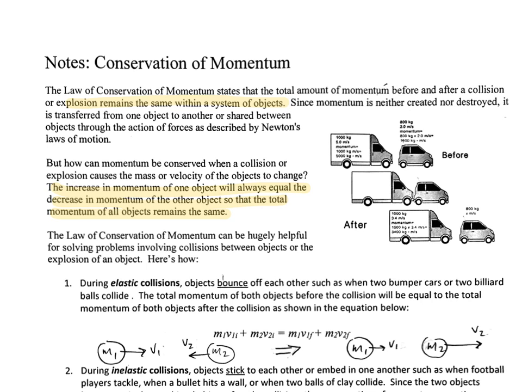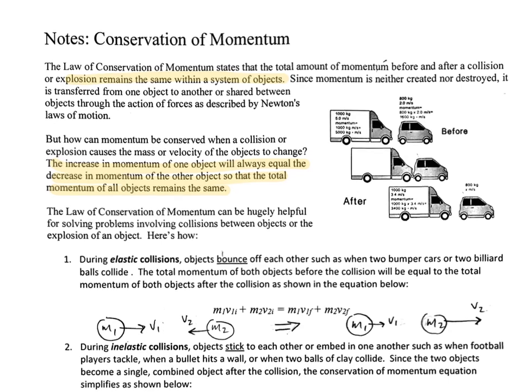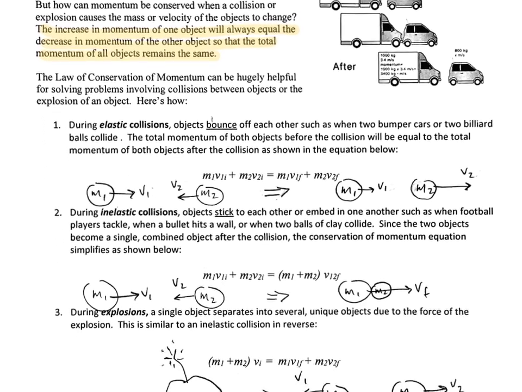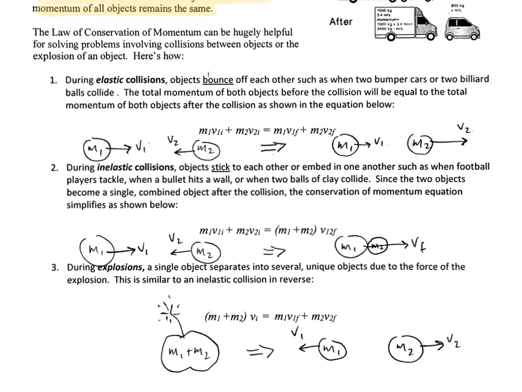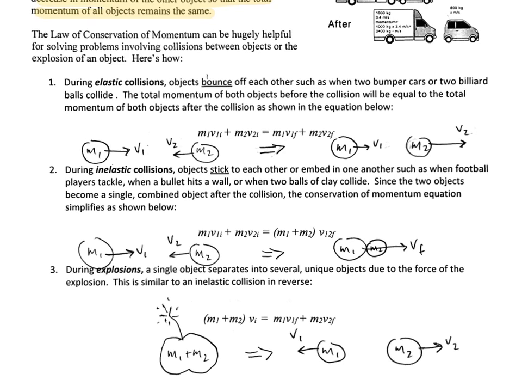The law of conservation of momentum can be hugely helpful for solving problems involving collisions between objects or the explosion of an object. So we're going to take a look at three examples of conservation of momentum. First is elastic collisions. That's one way in which objects can interact. Second is inelastic collisions, and the third is explosions. So let's take a look at elastic collisions.